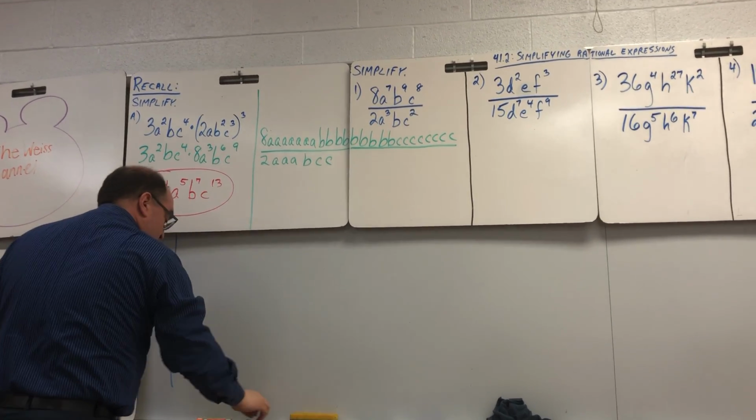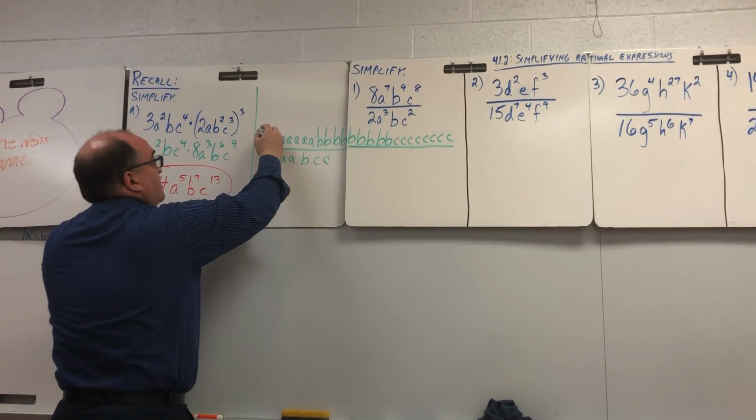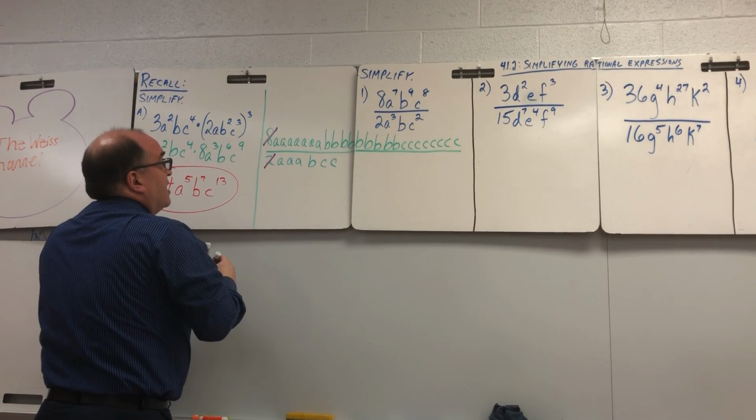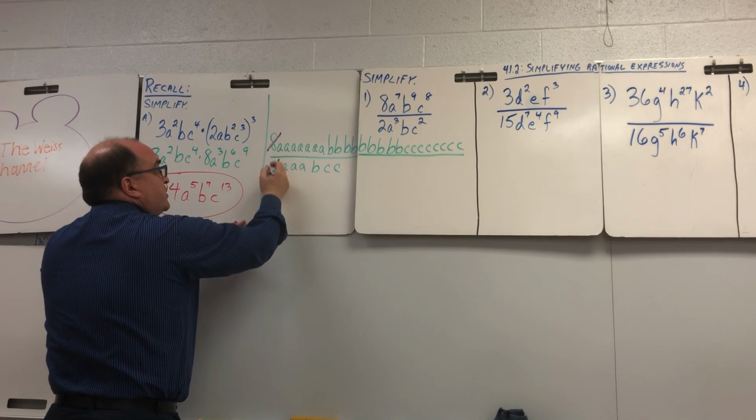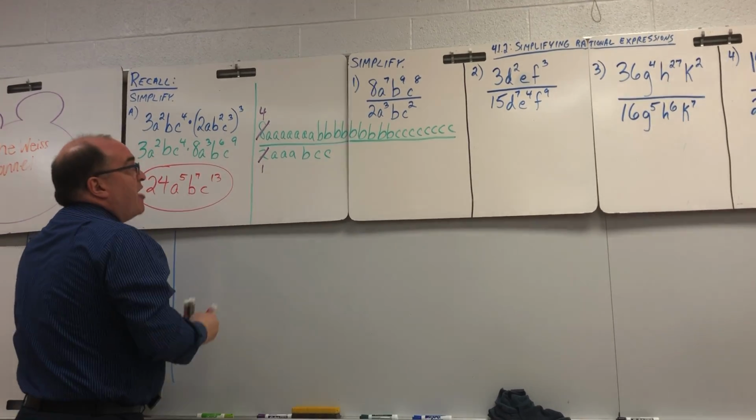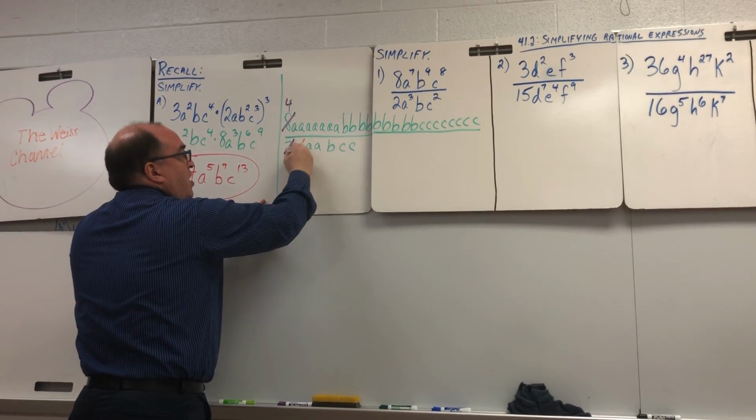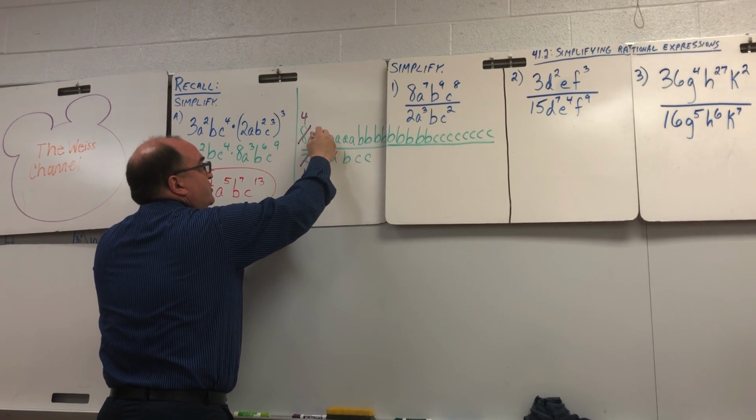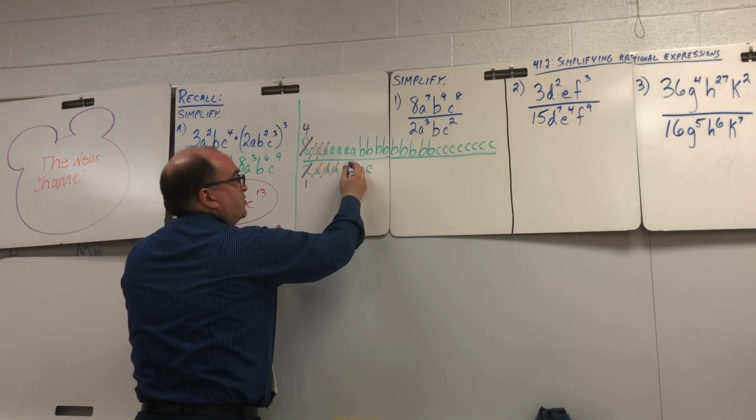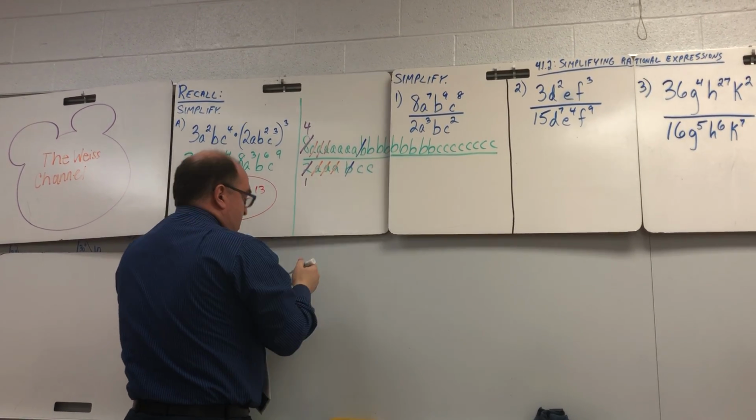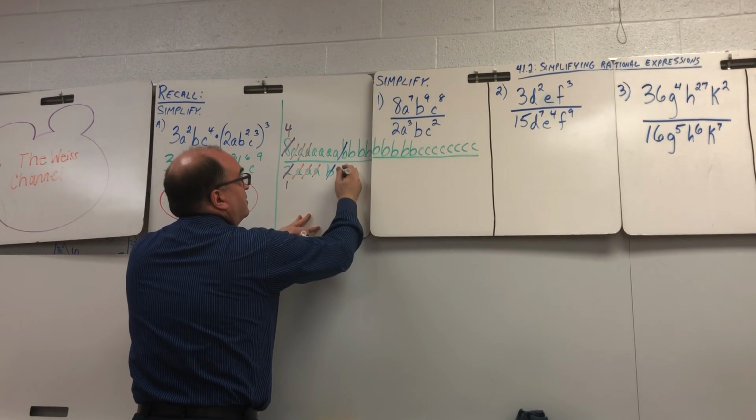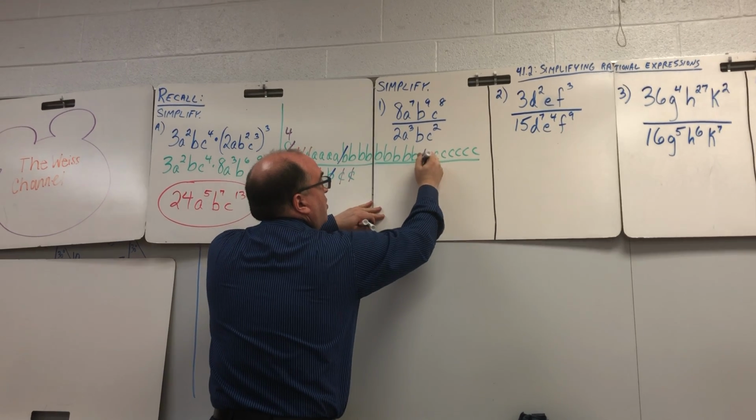So what's happening here? Well, the 8 and the 2 cancel, right? 2 goes into 2 once, 2 goes into 8 4 times. And then, how many a's cancel? 1, 2, 3. How many b's cancel? Just 1. And how many c's cancel? 2.